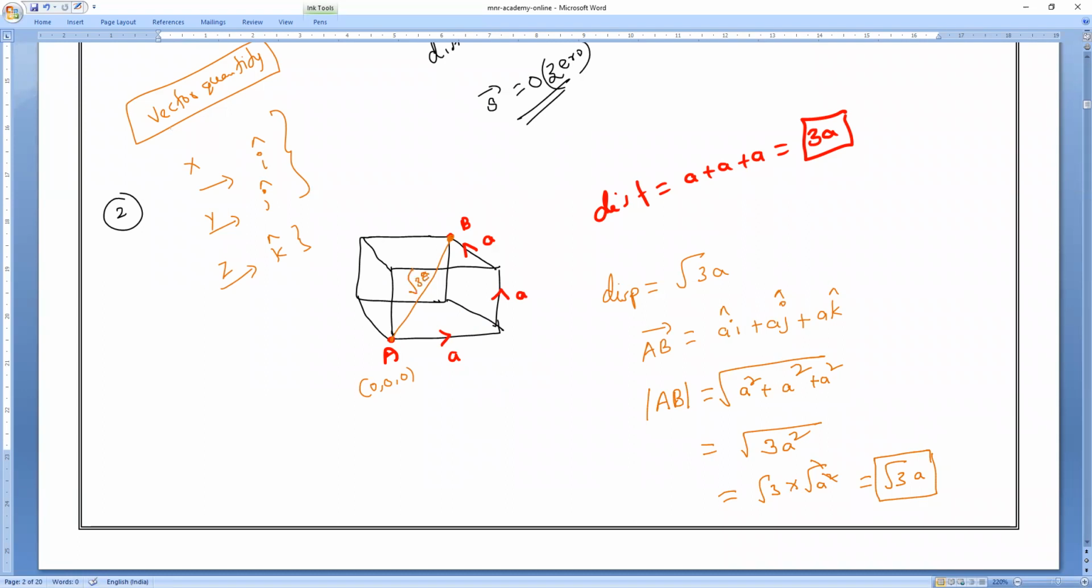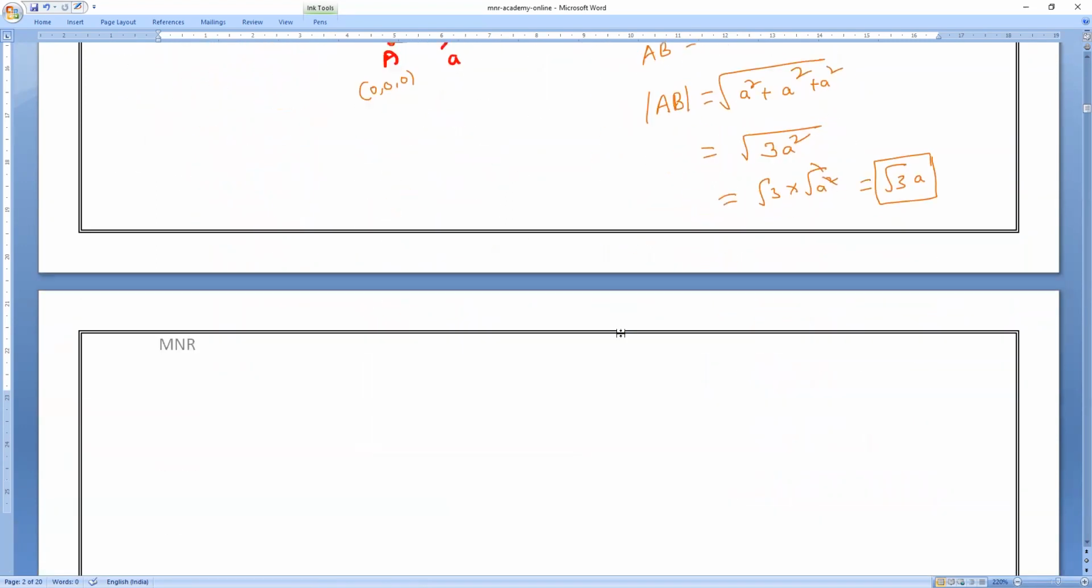So, three-dimensional: x-axis i cap, y-axis j cap, z-axis k cap. As we know, every side is the same, a, along the x-axis, y-axis, and z-axis. So AB is equal to a i cap along x, a j cap along y, a k cap along z. If I take the magnitude of that, you will get root 3a. So this is how to find displacement and distance in this case.